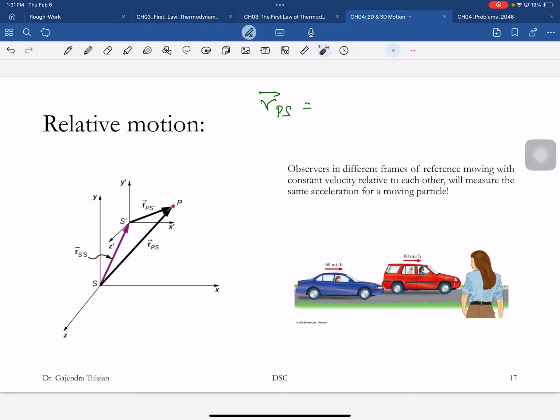The position of the particle with reference to frame S is equal to the position of the particle with reference to S prime plus the position of S prime with reference to S. Here's how you remember. It's simple. Position of particle with reference to S. All I did was insert S prime in between. So a new reference frame can be introduced in between.